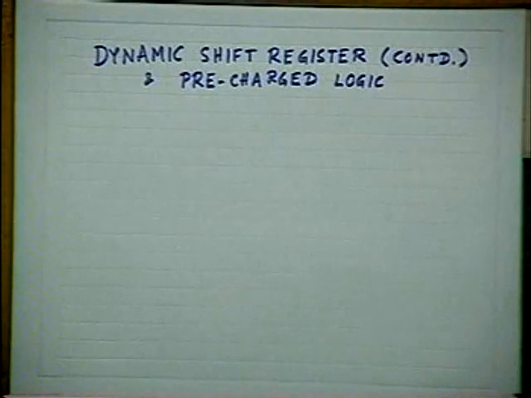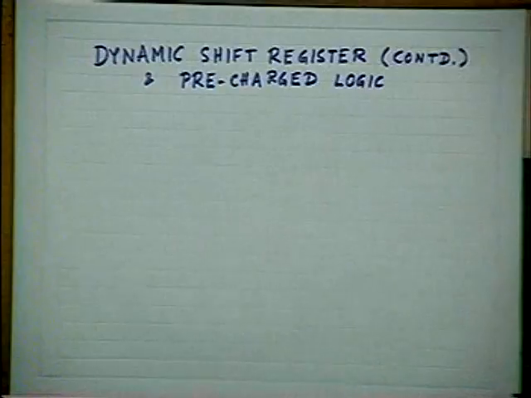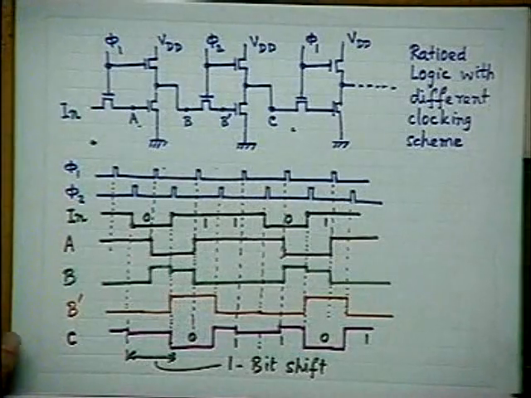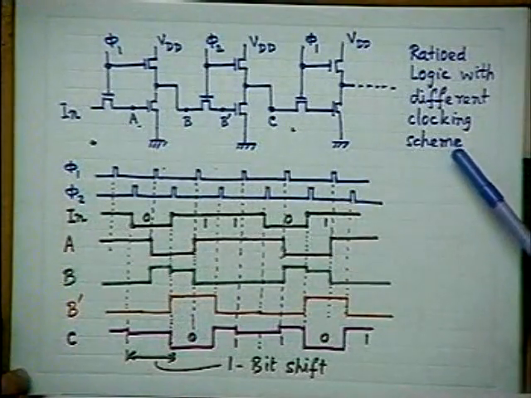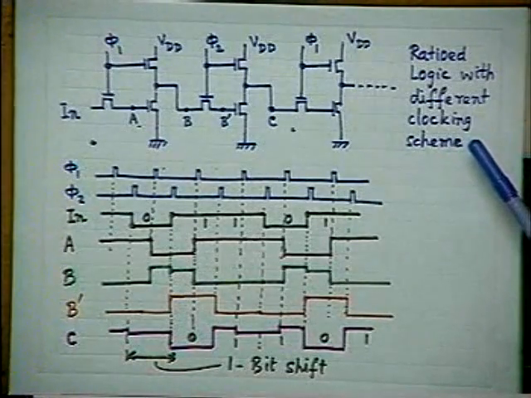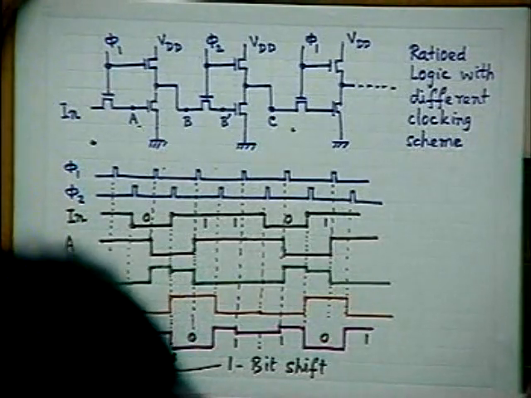So today, in fact, we'll be continuing discussion on this dynamic shift register, and also we'll discuss a little bit about the precharged logic, nMOS, and as well as CMOS, if time permits. Let me refer back to the discussions held in the last class. I was discussing the ratioed logic with a clocking scheme which is different from the earlier one discussed in the same class, in the last class.